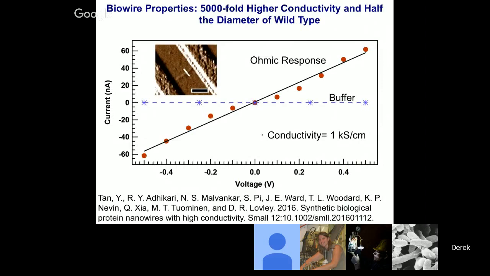I would have been happy if we doubled the conductivity. First try we got up to a 5,000-fold increase, so we're at a conductivity of a kilosiemens per centimeter, which, to put in context, rivals that of carbon nanotubes.